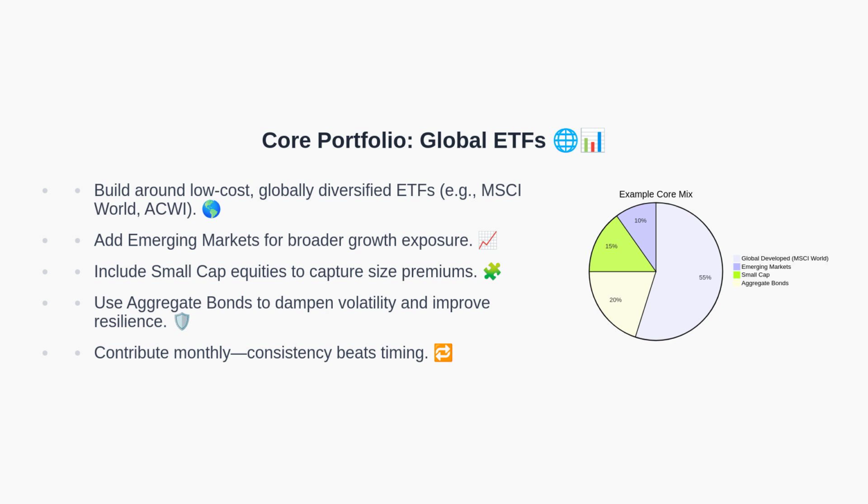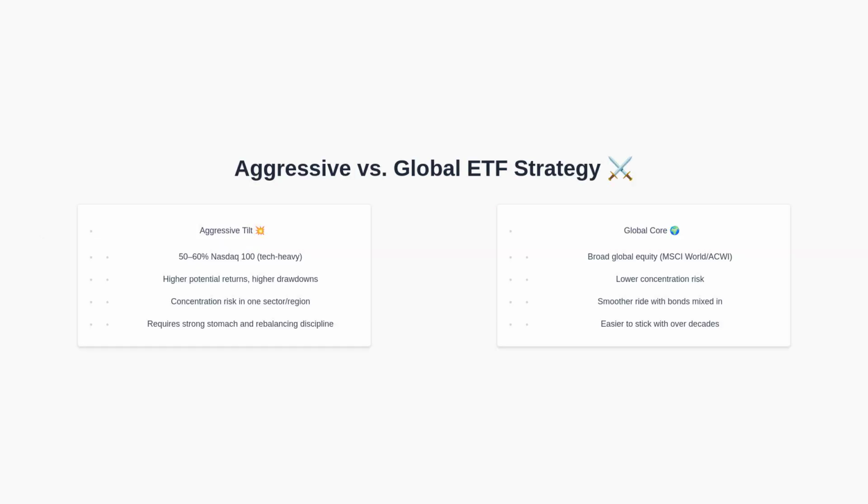Next, let's contrast aggressive and global approaches. Here we compare an aggressive tilt to a global core approach. The aggressive strategy might put 50 to 60% into the Nasdaq 100, which is heavily concentrated in technology and U.S. large caps. This can boost returns, but it also raises drawdown risk and volatility, requiring strong discipline. The global core approach uses broad global equity exposure, lowering concentration risk. With bonds included, it usually produces a smoother experience and can be easier to stick with for decades. Investors should match their approach to risk tolerance, time horizon, and behavioral resilience.